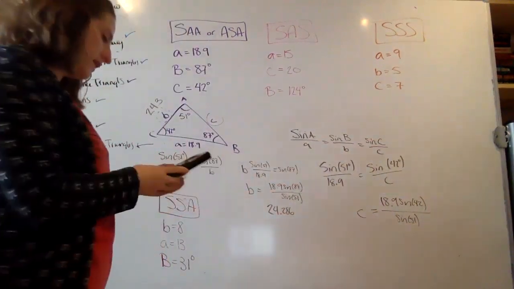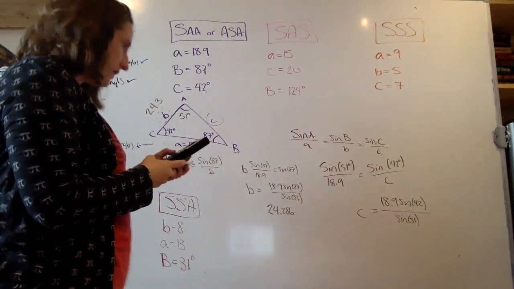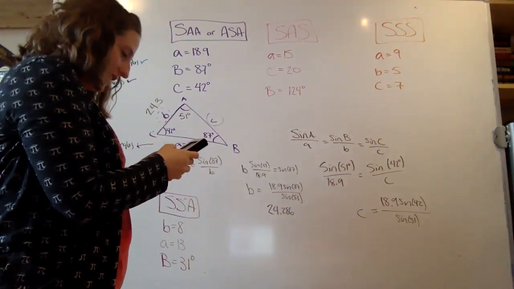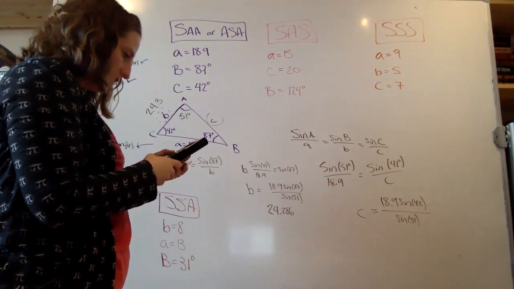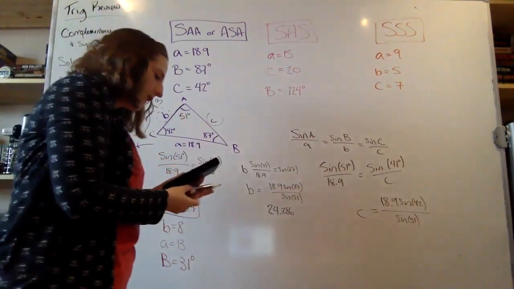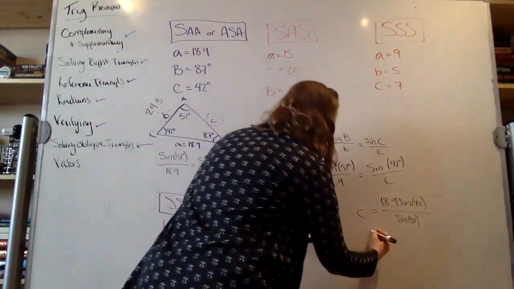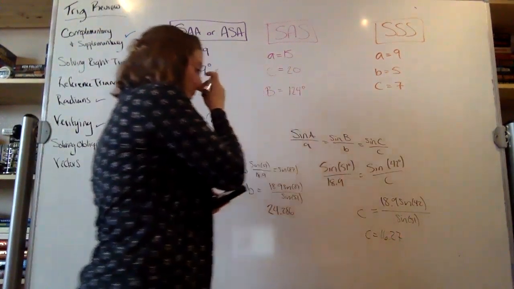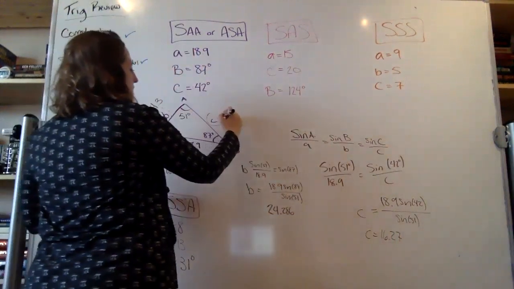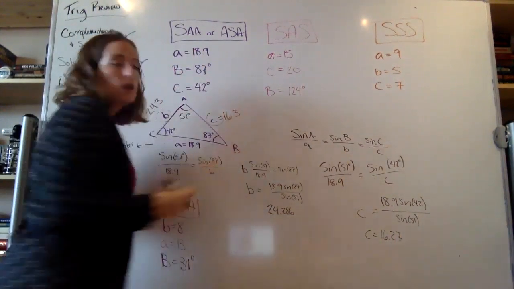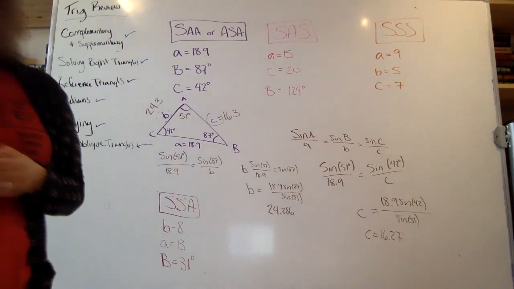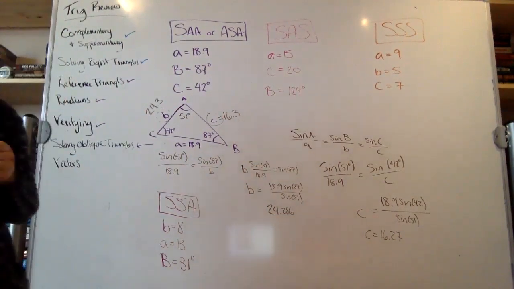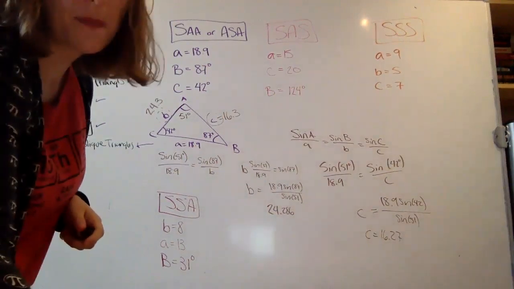Plugging this into my calculator, 18.9 times sine of 42 divided by sine of 51 gives me 16.27. Rounding to the nearest tenth would be 16.3. So C is 16.3. We now know all the angle measures and all the side lengths, so we've completely solved this triangle. Let's look at the next one.